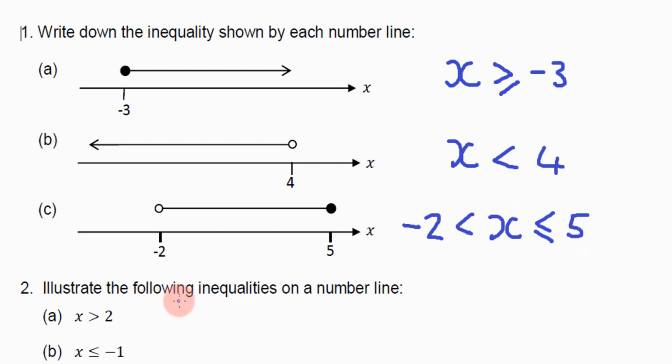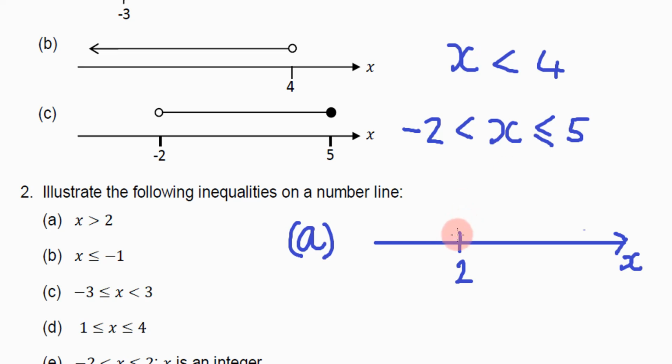In question 2, we have to illustrate the inequalities on a number line. And in A, we have x greater than 2. So x strictly greater than 2. So we can start by drawing a number line. And we can indicate 2 on it. Now x must be strictly greater than 2. So we know that the arrow will point to the right of 2 for numbers greater than 2. And note that we are not including 2. So we need a circle at 2.